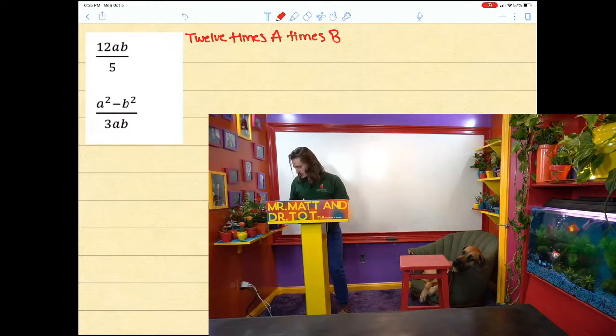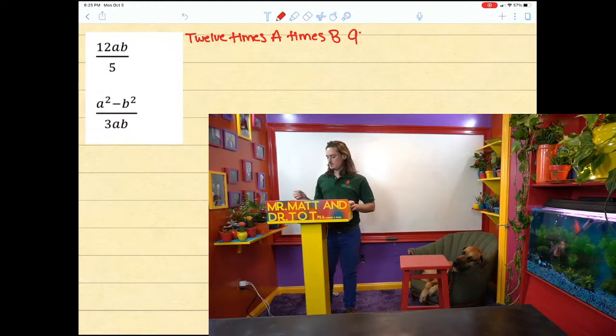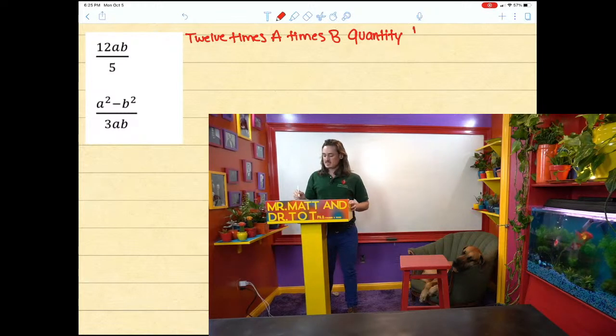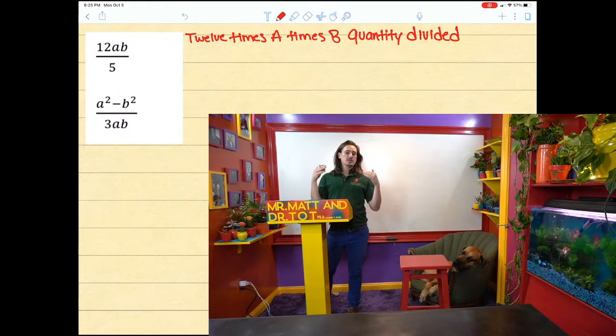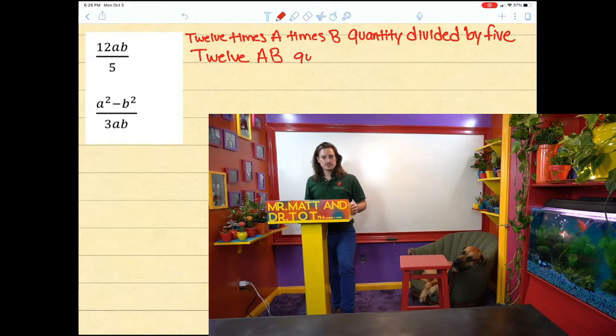Okay, so the quantity means the entire thing. So you're talking about the whole 12 times a times b. You don't have to necessarily say times, because these things are attached by multiplication, it's the standard mathematical way of naming these values. You could also just say 12ab, quantity divided by 5. Okay, those are equivalent statements.